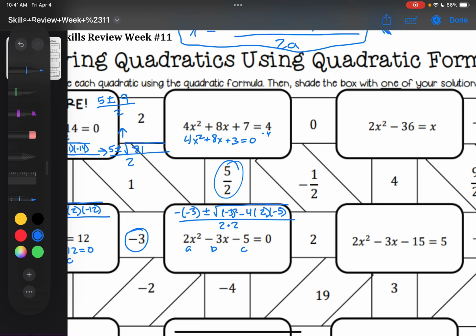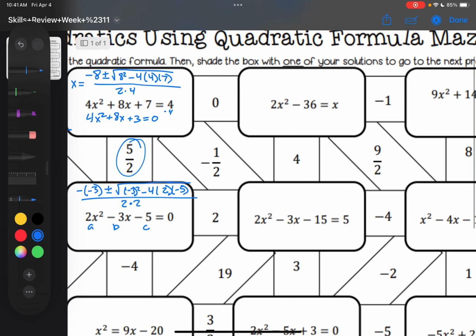So then up here, I'm going to kind of show you the layout here. It's going to be the opposite of our b, which is going to be just -8, right? Because the opposite of +8 is -8. We're going to add or subtract our square root, which is our 8 squared minus the 4 times our a and our c, which is 4 and 7, all over 2 times 4. Then from there, you would have the answer when you simplify it to here.